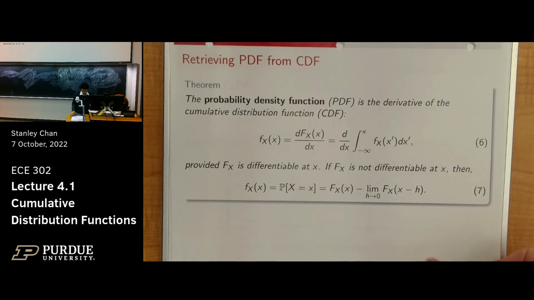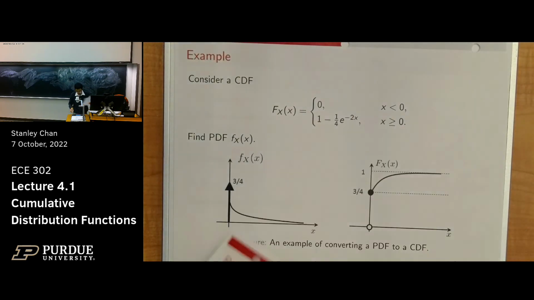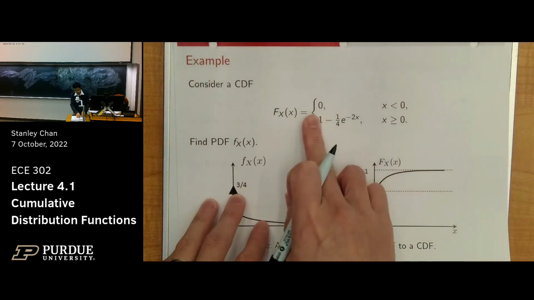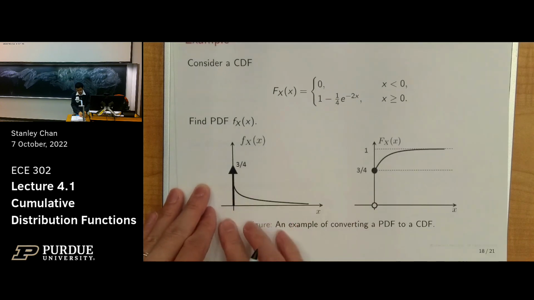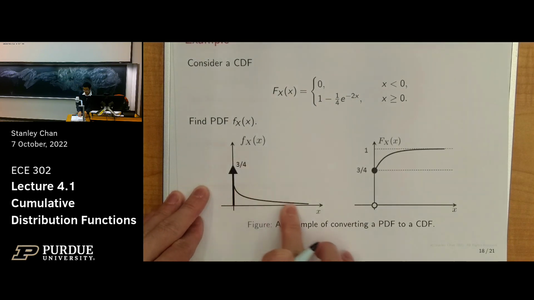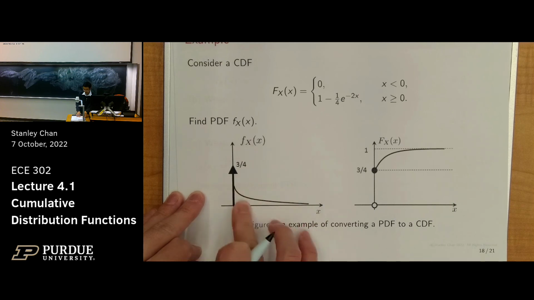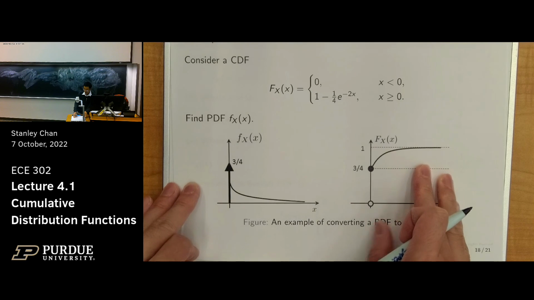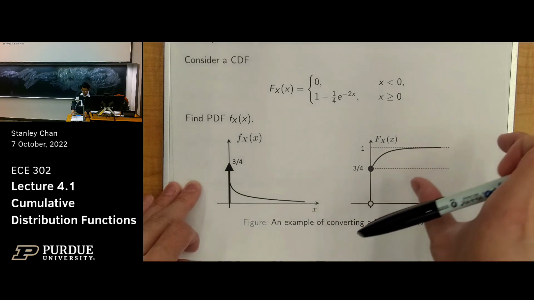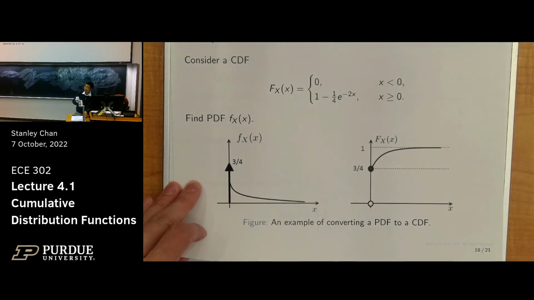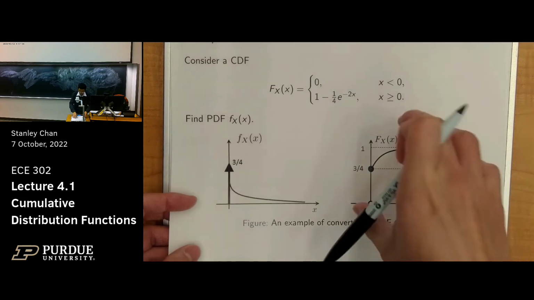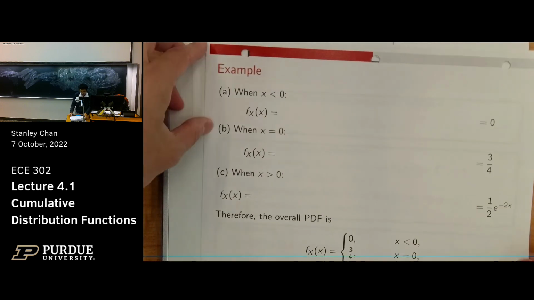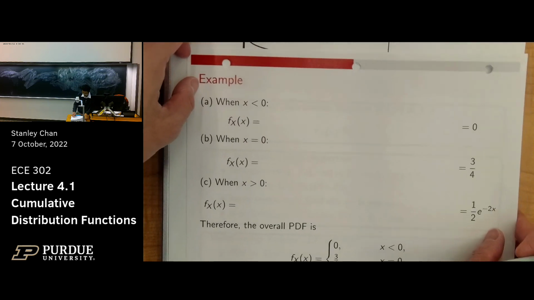So let's do an example. Here is a CDF with this expression where you have this pulse followed by an exponentially decaying function, and this is your CDF. I want to start with the CDF and go back and find the PDF. So how do I do that? Well, I can divide the CDF into 3 segments.